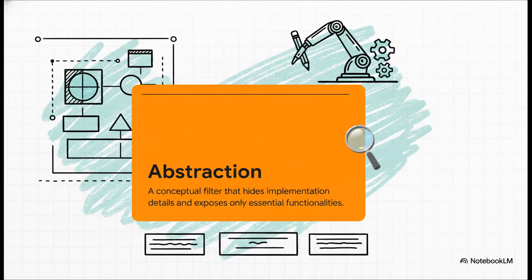Okay, so let's put a slightly more formal pin in it. An abstraction is basically a conceptual filter. Its whole job is to simplify a system by hiding all the messy, complicated stuff under the hood and only showing you the essential controls you actually need to use it.